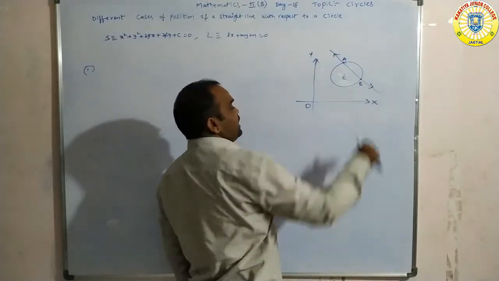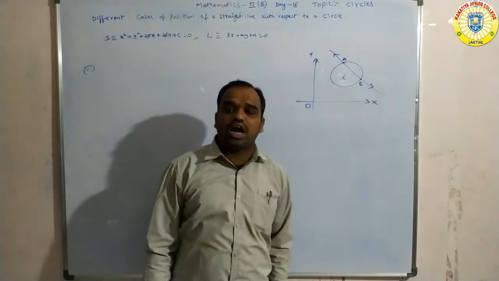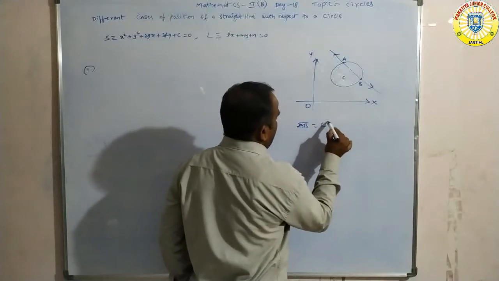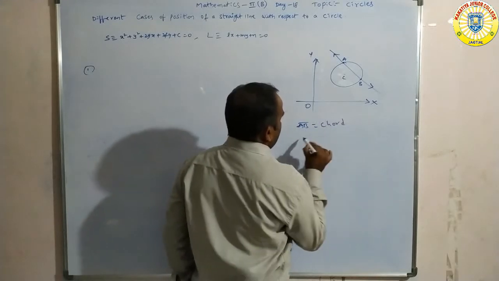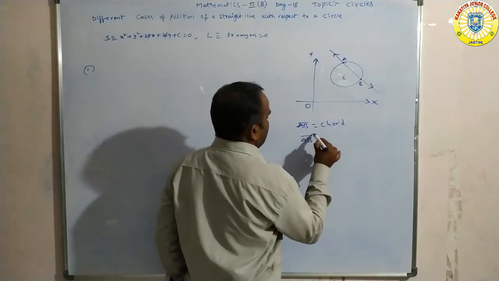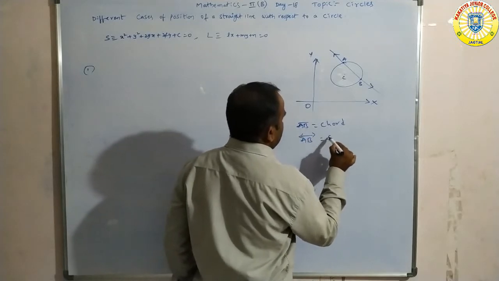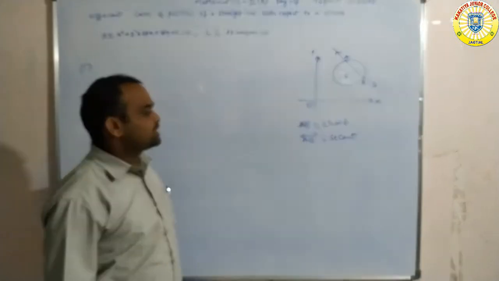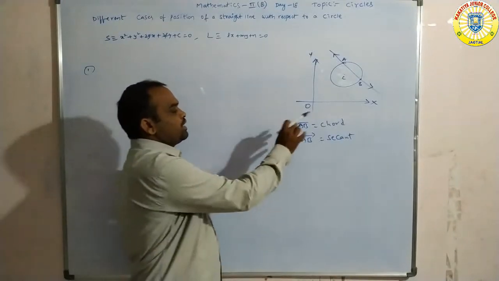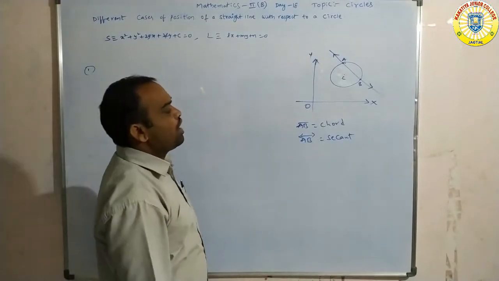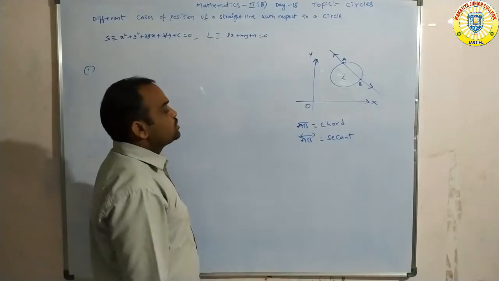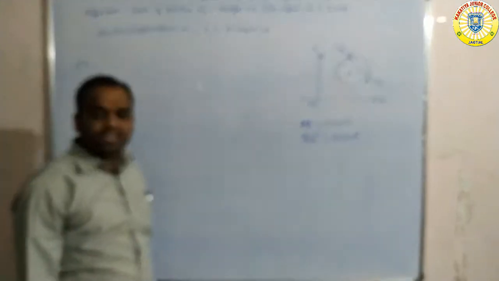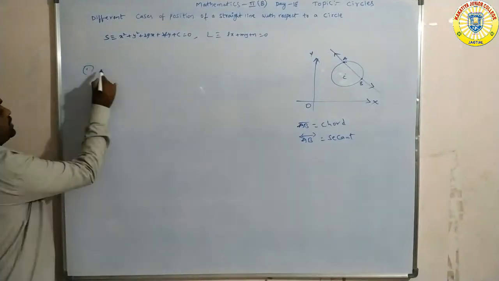The line segment AB is called the chord. The line AB, the straight line, is called the secant. The line segment AB is called the chord. So in that case the line and circle intersect in how many points? 2 distinct points. First case.